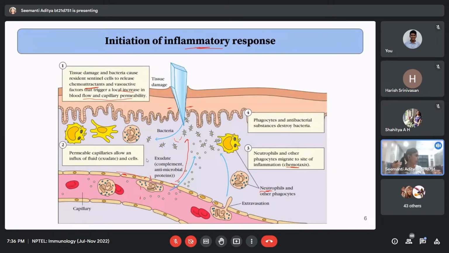And what is a vasoactive factor? A vasoactive factor is anything that is going to increase the dilation of your blood vessel. Opposite to that is a vasoconstrictor, which will constrict the blood vessels.